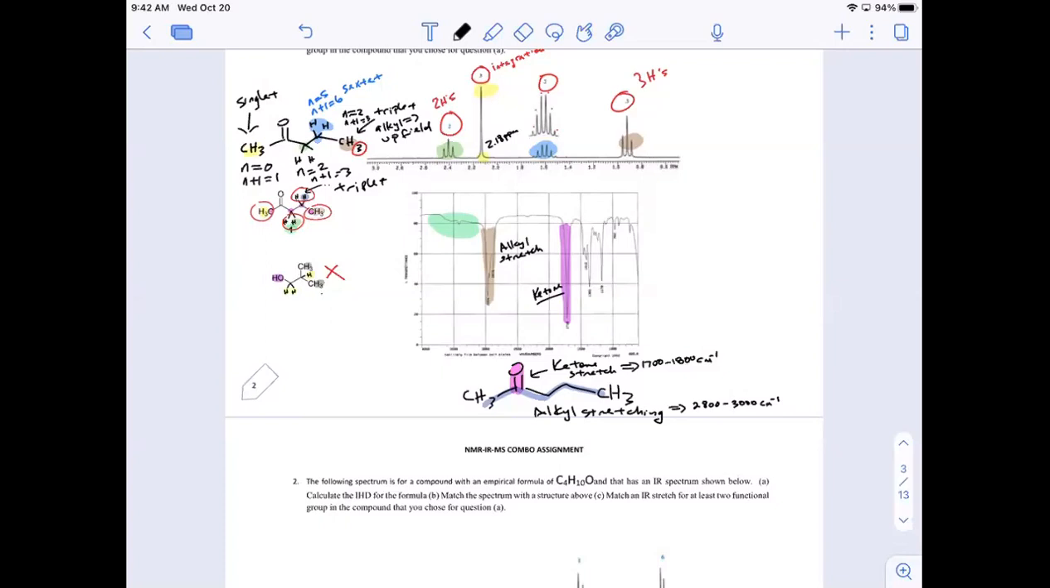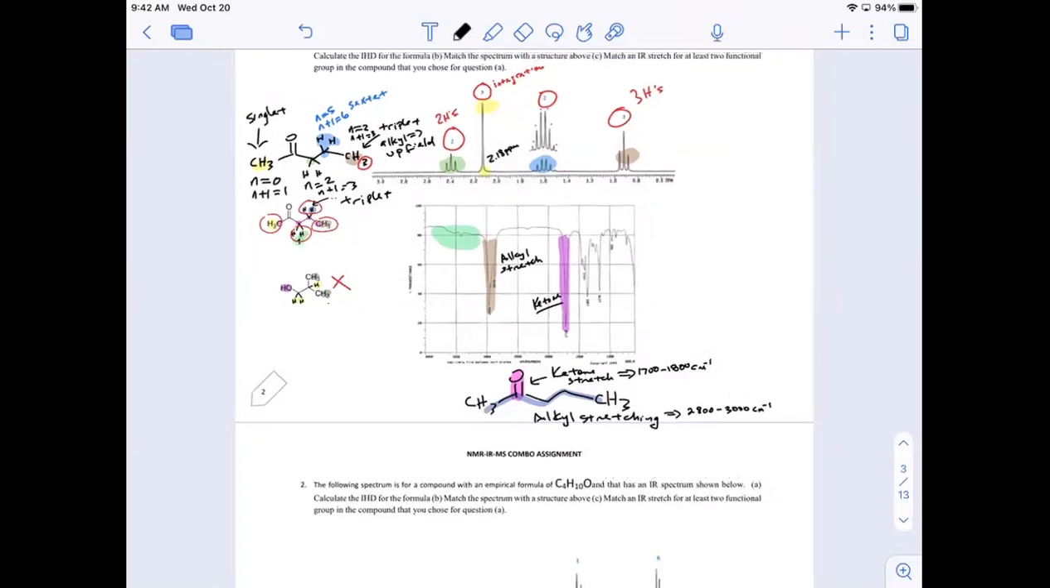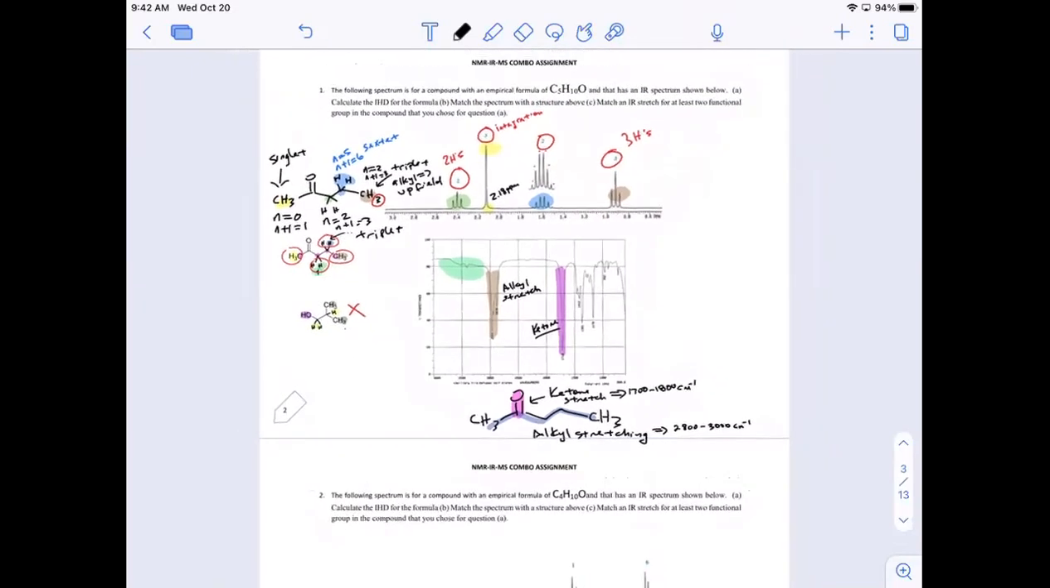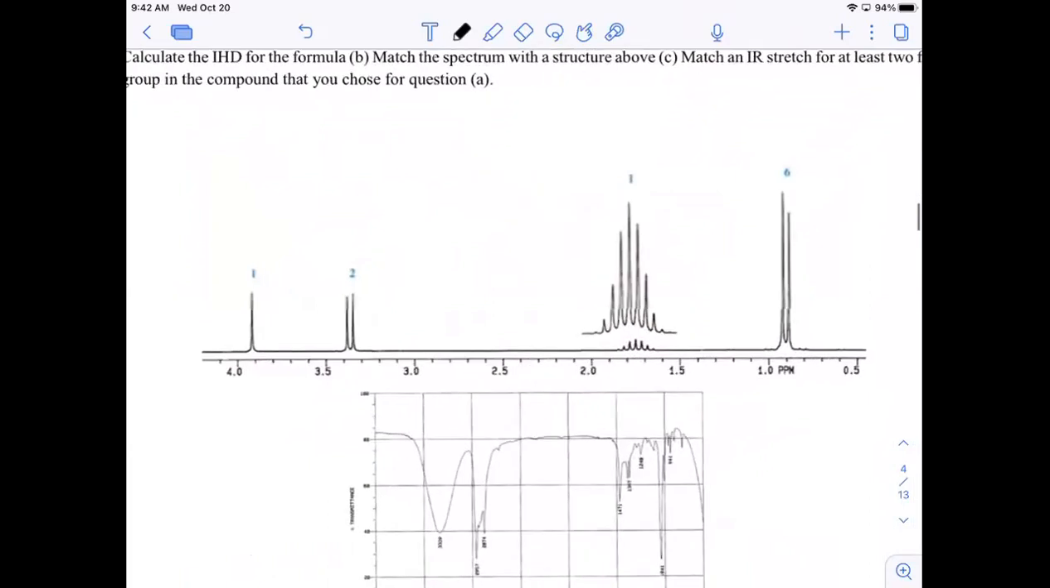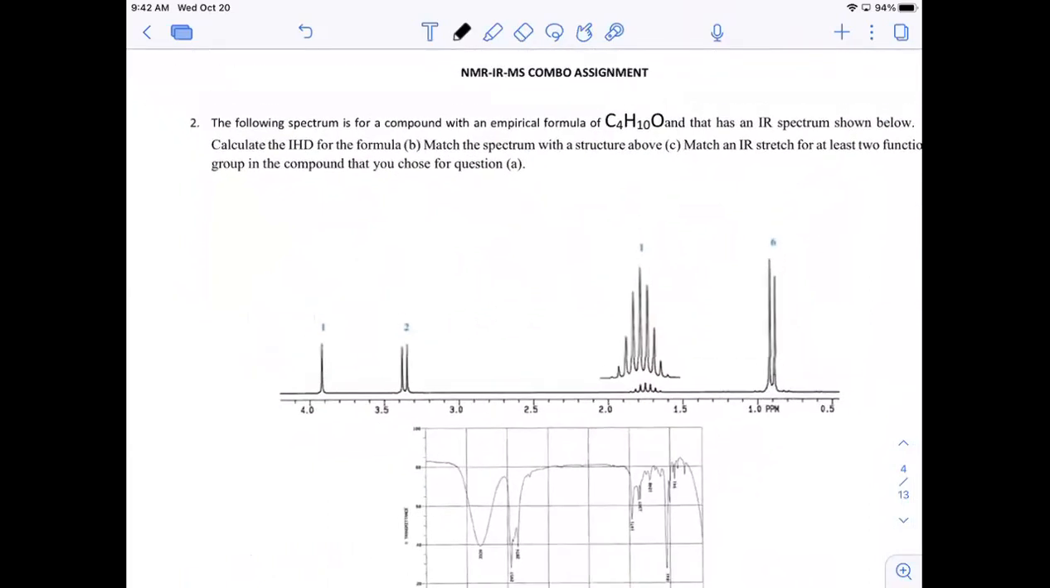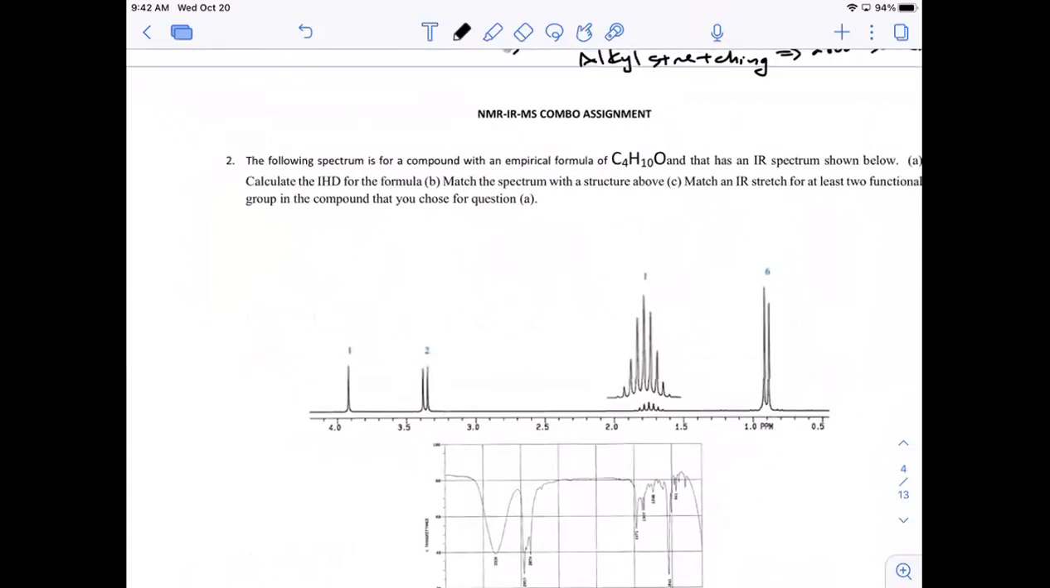All right, let's go to the next example. Let's do another example. So we have C4H10O. It says calculate IHD. We'll do that on the last example, because we've done that before in part 1 on degrees of unsaturation. So we'll do that on the last example, just so I can explain what that tells you.